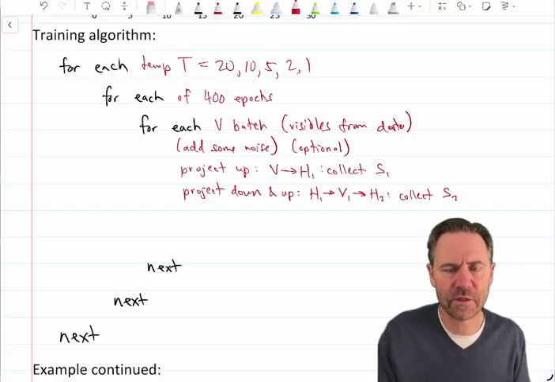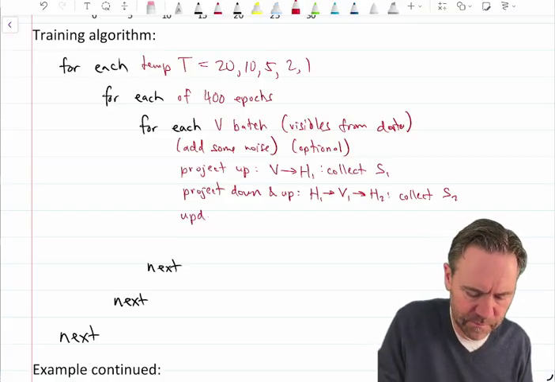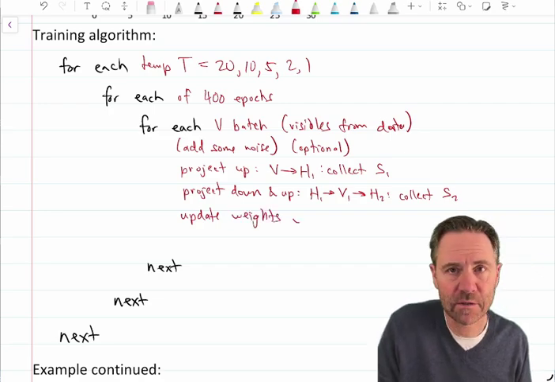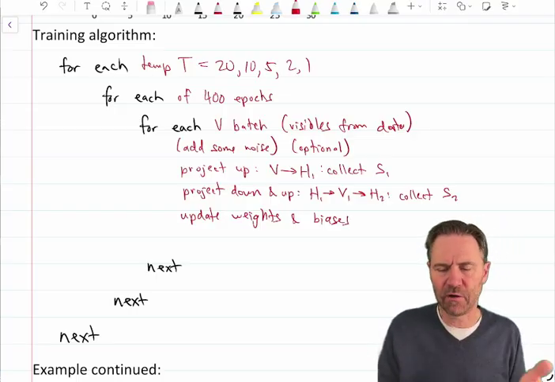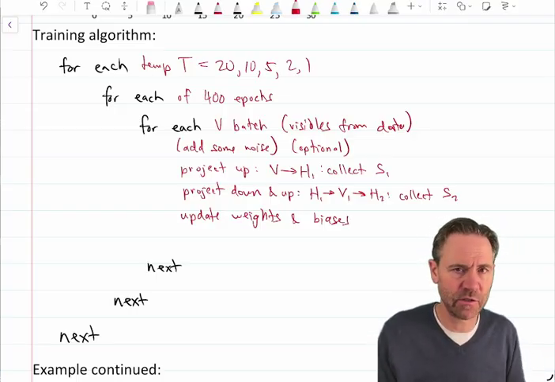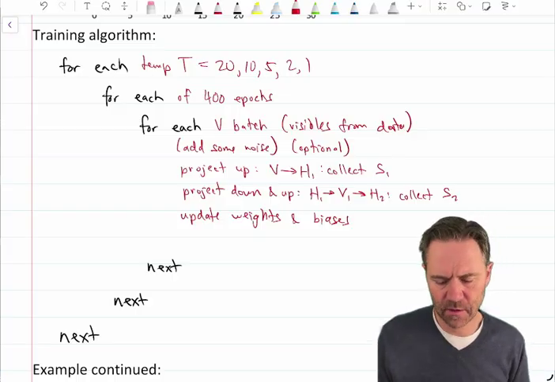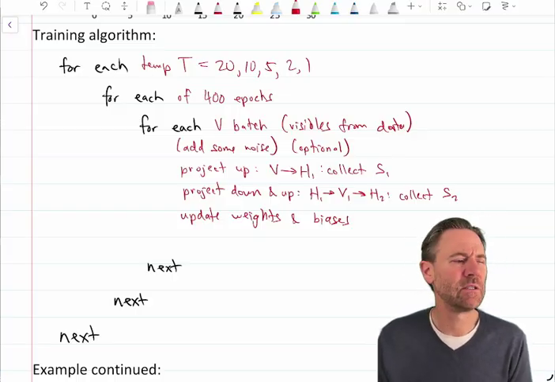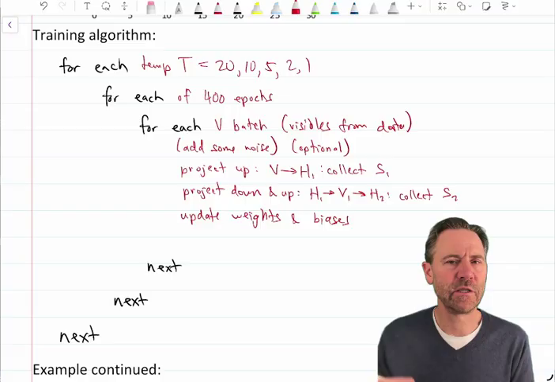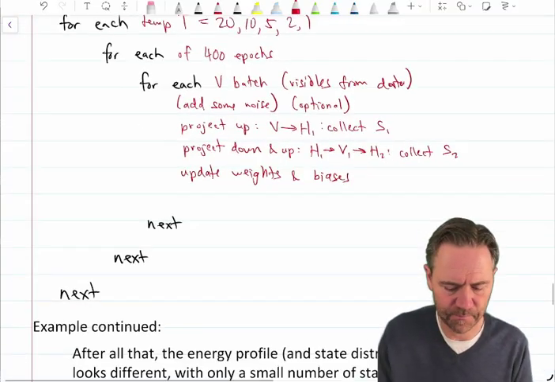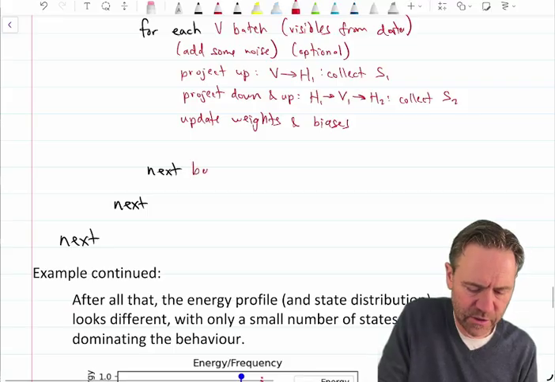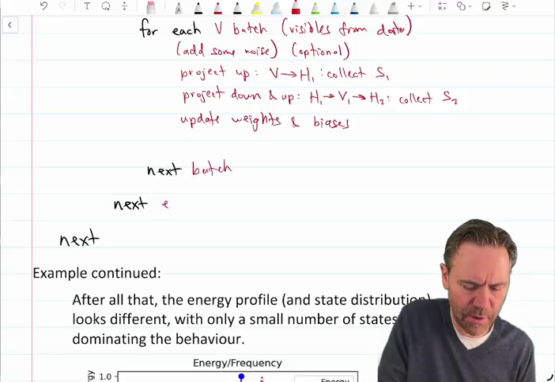And now we've got our S1 and S2, we can update weights and biases. Obviously you'd need to keep in memory your V's and H's, and summarize how often your V's and H's are on to update the biases. Next batch, and then next epoch, and then the next temperature.